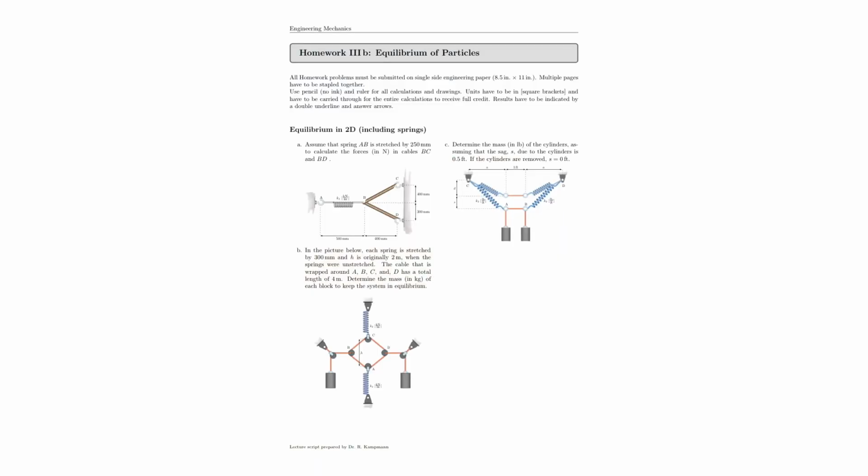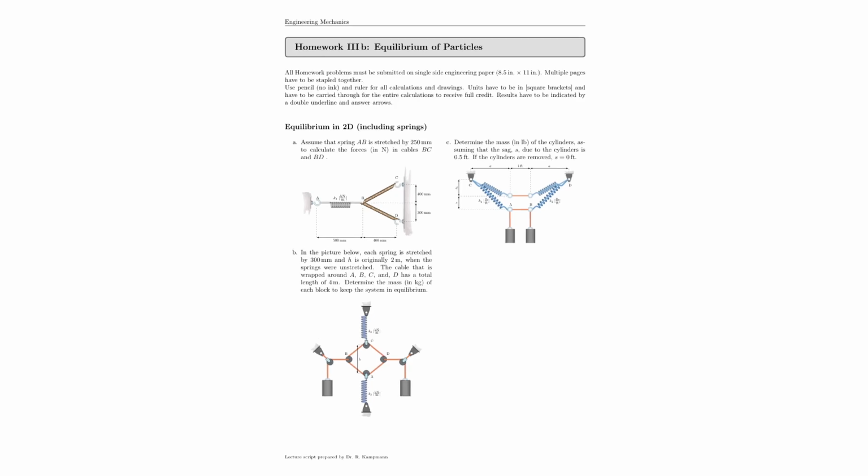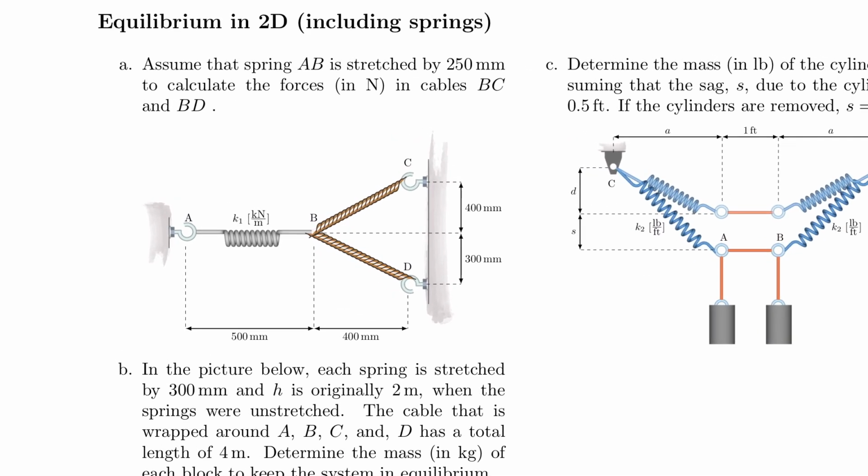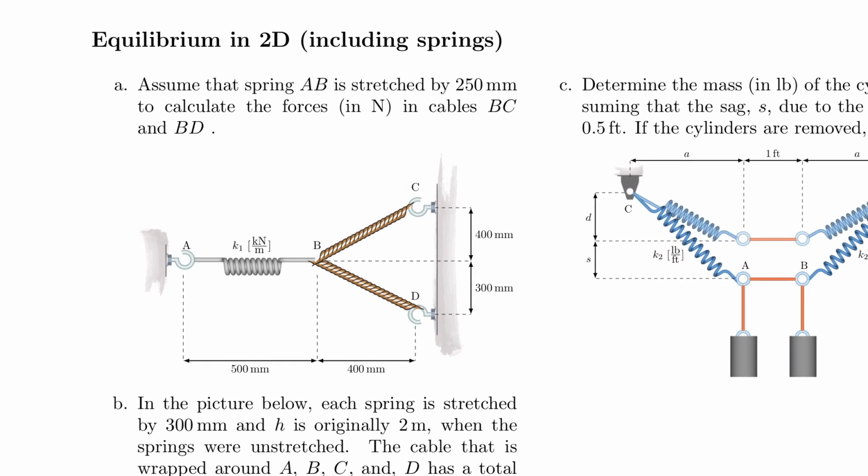All right, I believe we are very well prepared for our upcoming homework now. So let's take a look at each of the individual problems for which we're dealing with 2D equilibrium, including springs. And for our very first problem, you are asked to find the forces in these cables in BC and BD under the assumption that the spring AB is stretched by 250 millimeters. And keep in mind that this is given in millimeters, where this here is given in kilonewton per meter. So this value comes from your variable sheet. So please understand that these units need to compare to each other, so you have to do some conversion there.